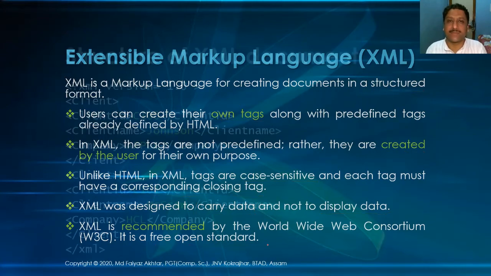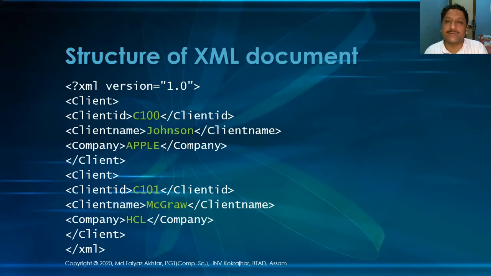Now, what is the structure of XML documents? See, this type of structure it has in XML. We have created our own tags here: client ID, client name, and client company. These three tags we have created, and these three tags are combined as a section using client. Within client we are using three different tags, and each opening tag is matched with the closing tag.